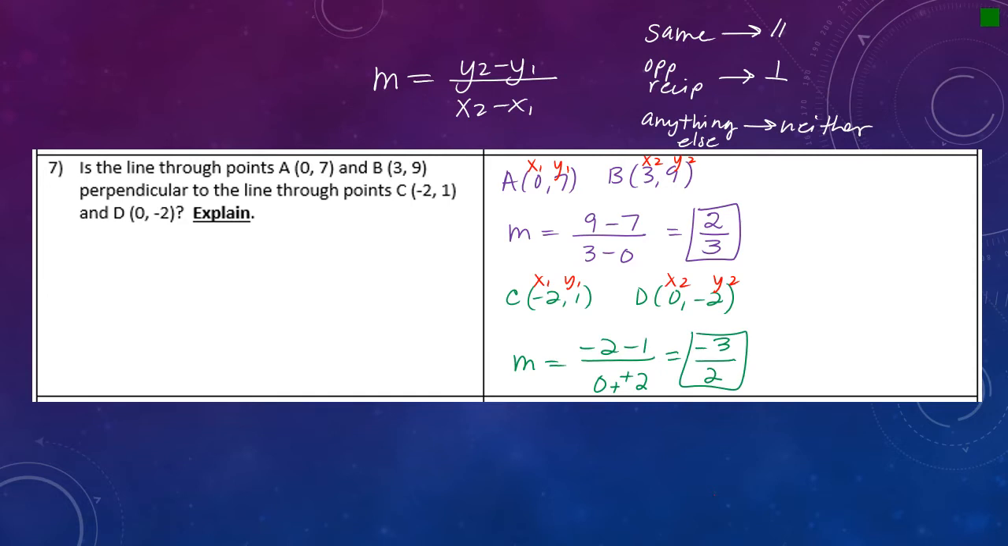So what I'm checking to see is, are they the same? The answer is no, they're not the same. So they're not parallel. Are they opposite reciprocals? So if I took 2/3 and I flipped it upside down, it would give me 3 over 2. And then I have to check. The purple one is positive and the green one is negative. So yes, they are opposite reciprocals. So that means that these two lines are perpendicular. So over here, I'm going to write yes, they are perpendicular because their slopes are opposite reciprocals.